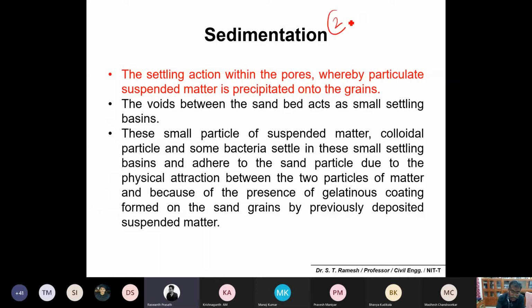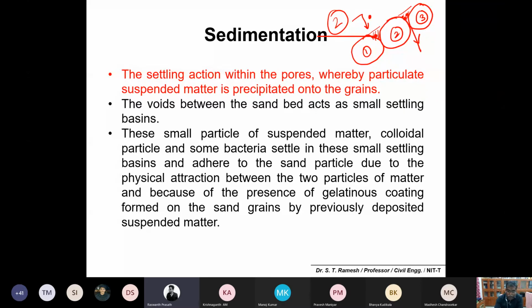The second mechanism is sedimentation. It is very simple. This is particle number 1, this is particle number 2, and this is particle number 3. The space in between, or interstices, between these particles will act as a sedimentation basin. Imagine one microflock is coming in; it will find a place and settle down in the interstices itself. Thereby, the water leaving your filter is free from solids.